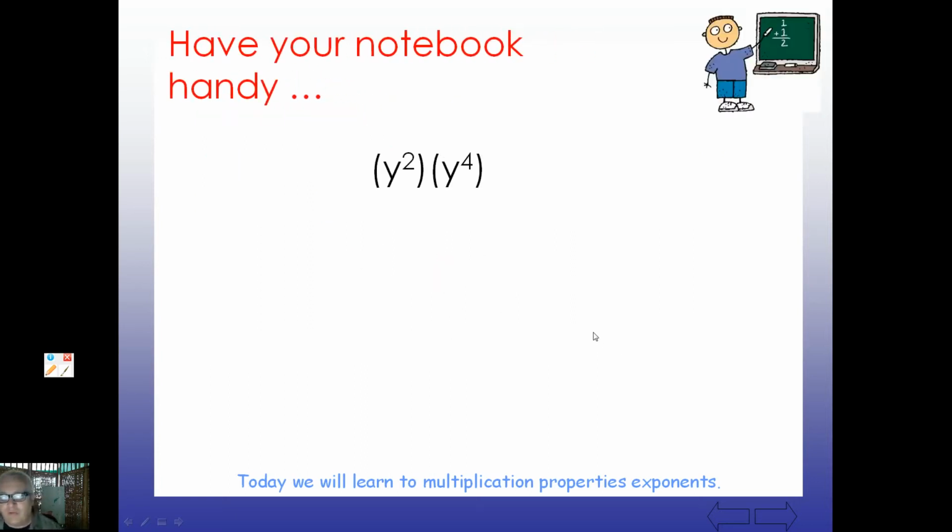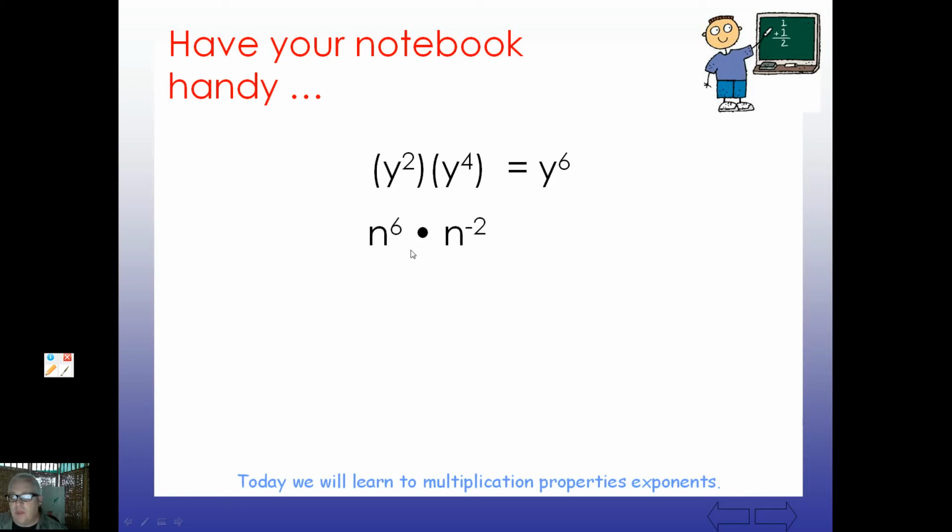So have your notebook ready for this one. Let's jot a few of these down here. If we have y squared times y to the 4th, remember that parentheses around two expressions are going to mean that you're going to multiply them. How many y's are here? Well, there's 2. And how many y's are here? Well, there's 4 more. So 2 and 4 gives you, of course, 6, y to the 6th.